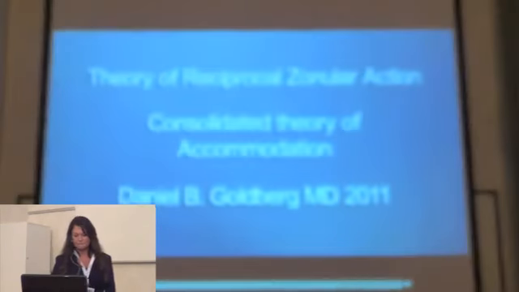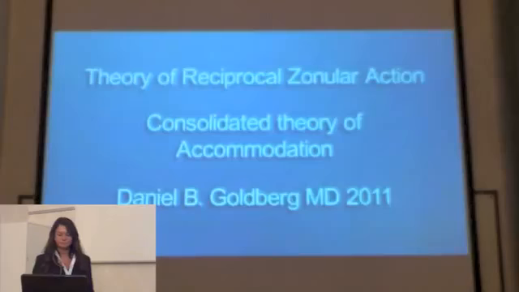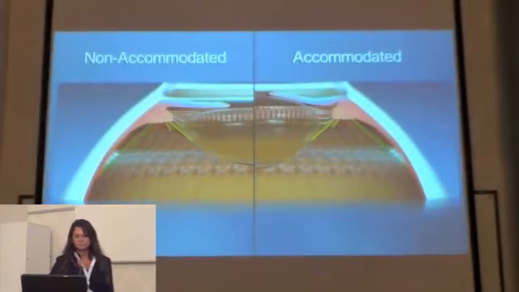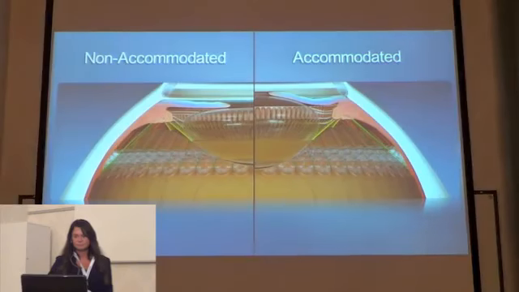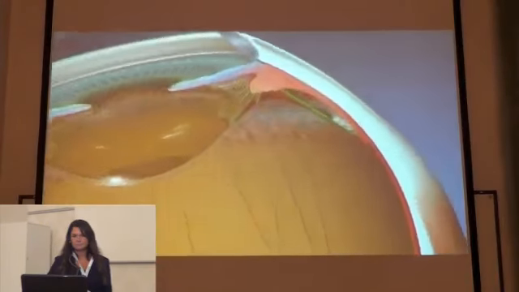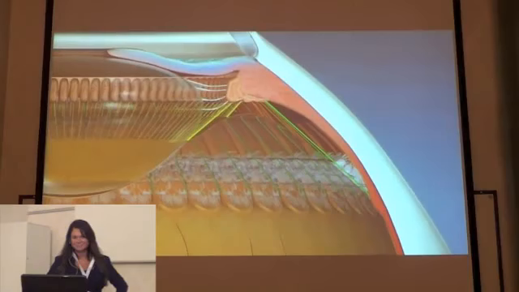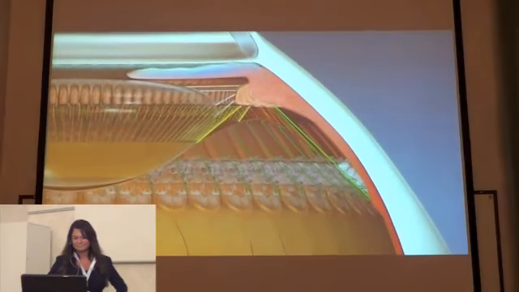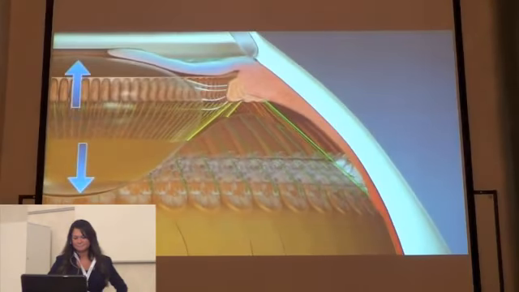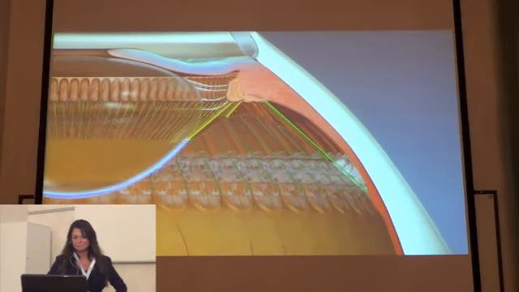Theory of reciprocal zonular action. Dr. Daniel Goldberg now proposes his theory of reciprocal zonular action and formulates a new consolidated theory of accommodation as follows. The engine of accommodation is the contraction of the ciliary body mediated by the distribution of forces via all elements of the zonular apparatus. The resultant changes in refraction are due to the increased thickness of the lens and the increased curvature of the anterior and posterior capsule.